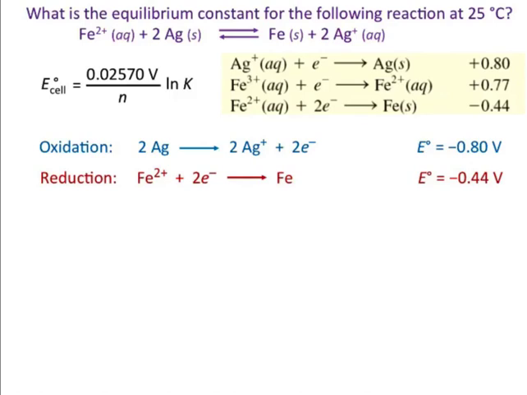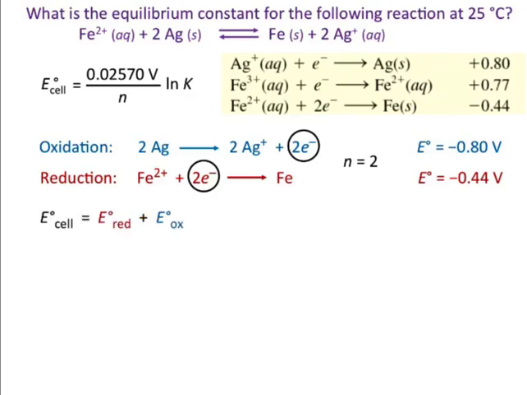All right, we can leave the iron 2 plus alone, because in the equation it's going from 2 plus to 0. It's the reduction, and so we can just pull this straight out of the table. Now we're going to need to know the number of electrons transferred, and it's 2, because you just pull it right out of the two half reactions like this.